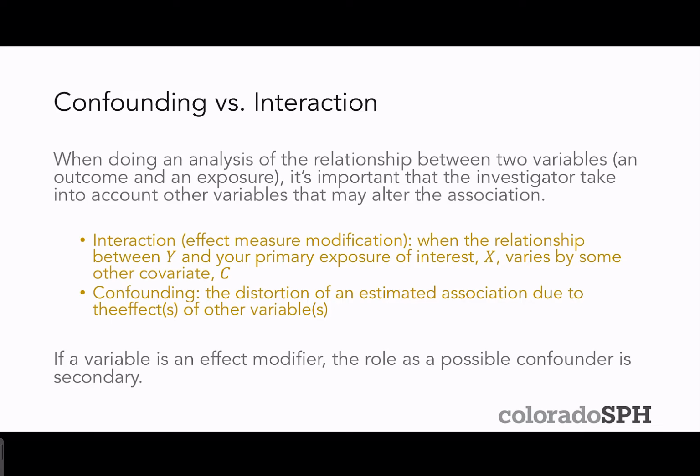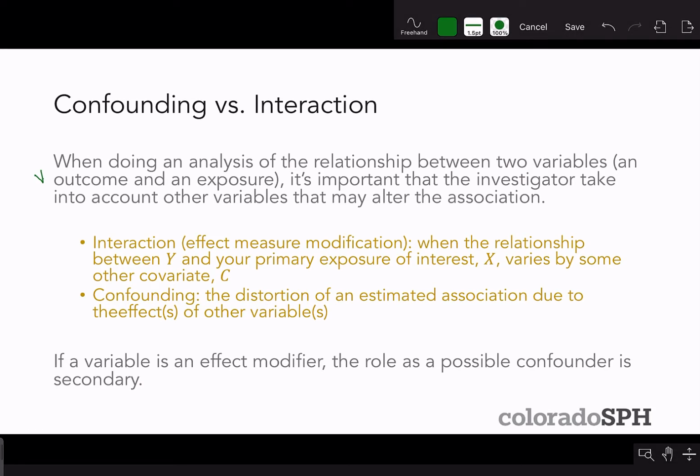When doing an analysis of the relationship between two variables, an outcome, which we call y, and an exposure, which we'll call x, it's important that the investigator take into account other variables, which sometimes we'll call z, that may alter the association between x and y. Interaction, or effect measure modification, is when the relationship between y and your primary exposure of interest x varies by some other covariate c or z. Confounding is the distortion of an estimated association due to the effect of other variables.